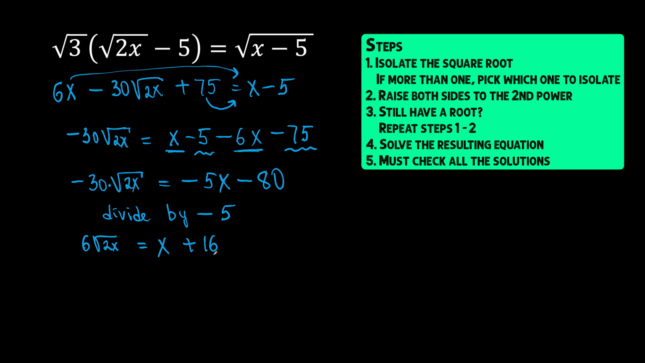Much nicer, much nicer. In order to isolate the square root, I would divide both sides by 6, right? So that the root is totally isolated. But if I do that, I will end up with fractions. I don't like fractions, they make things complicated. So I'm not going to divide by 6. 6 is positive, the square root of 2x is already isolated, so I'm going to raise to the second power again in order to get this x out of the root.